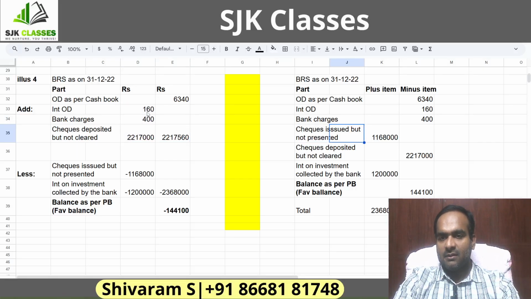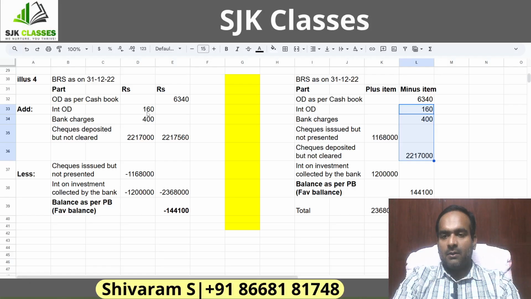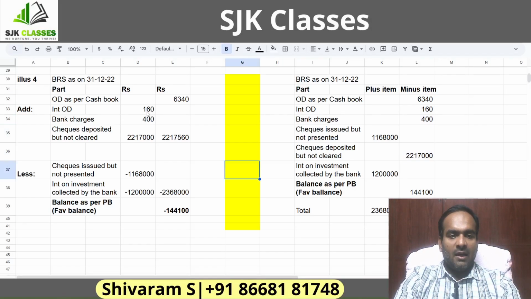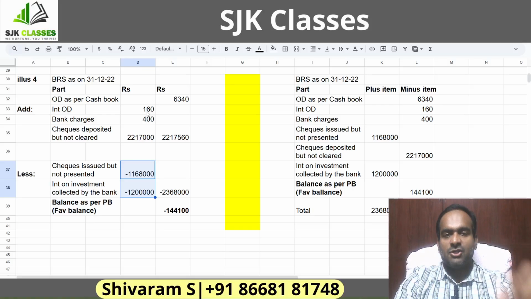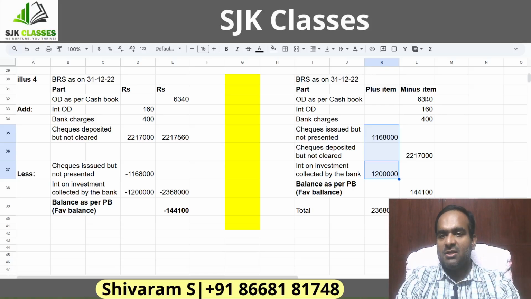Look at the answer key here: 160, 400, and this number 22,17,000. It's coming in the negative column, and 11,68,000 and 12 lakhs, we have shown as a negative figure. No, this was appearing in the positive column. The reason is we have changed the sign for the opening balances for this presentation.